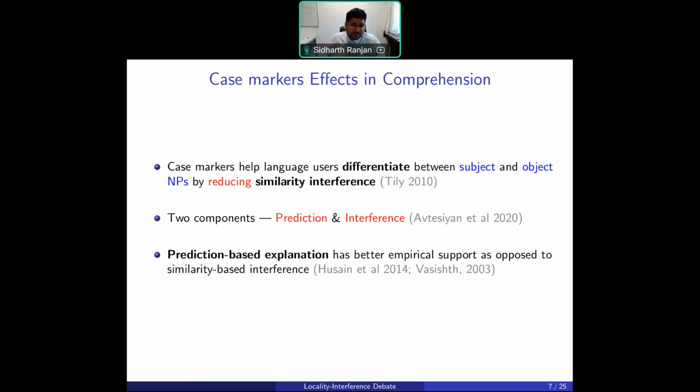Therefore that will reduce interference when they both are retrieved at the verbal side. However, in addition to interference, the case marker also has a predictability component. If the subject has an ergative case marker, then it's highly probable that the verb is going to be past perfective. So in Hindi, prediction-based explanation has received better empirical support as opposed to similarity-based interference.